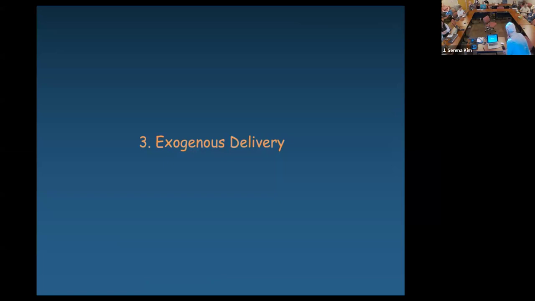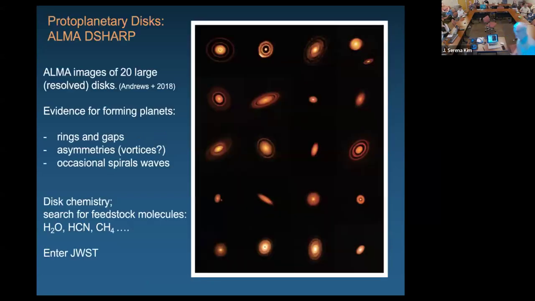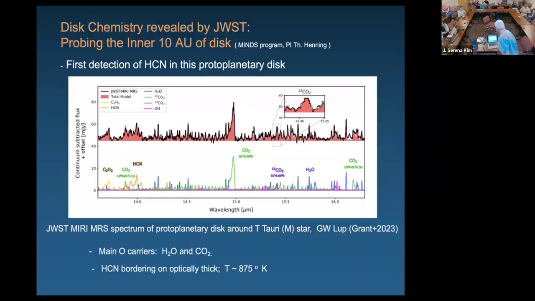So to my 2 topics now, exogenous delivery. We've done a lot of work on this, so here we have a disk population, and then in these disks, what we want to hunt for is evidence for hydrogen cyanide and other molecules such as methane. The reason we want to do that is to start the chemical process by which hydrogen cyanide is incorporated into planetesimal-type bodies, wherein they will undergo chemical processing into the biomolecules.